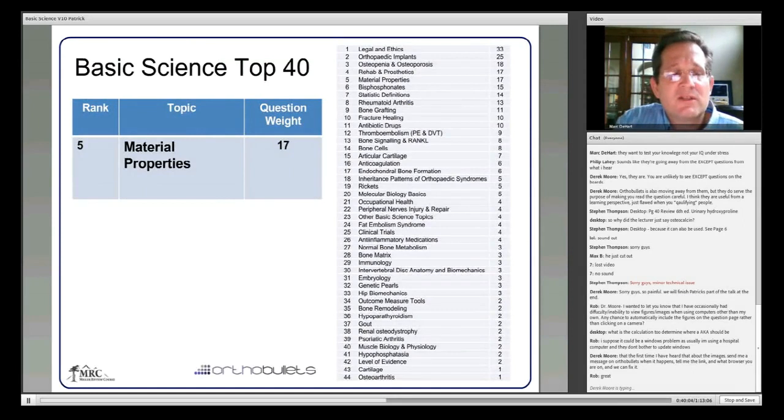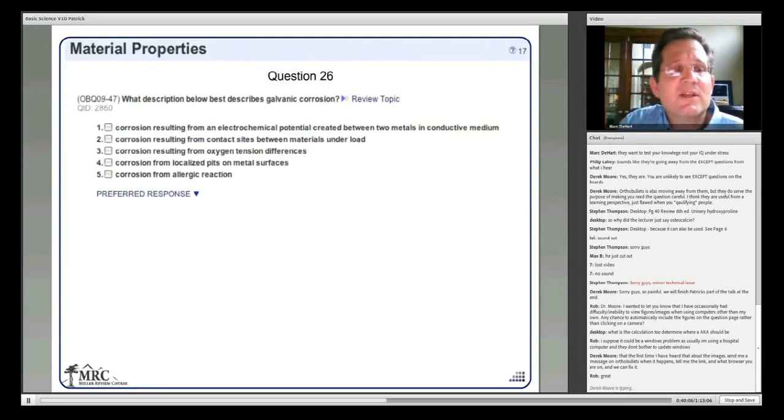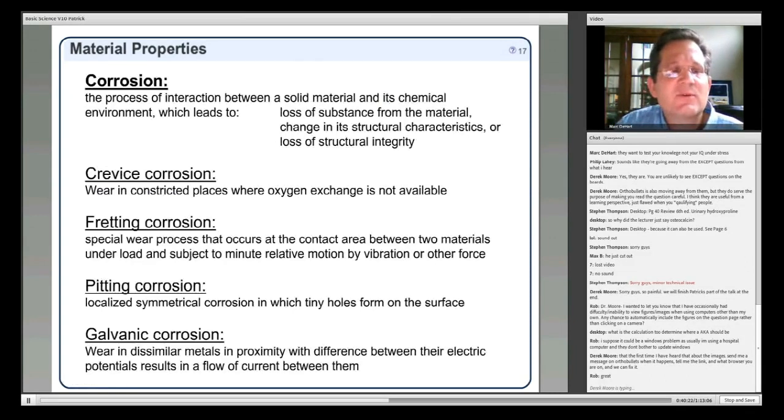As long as we're talking about metal things, we're going to go to material properties for a slide. The question reads, what description below best describes galvanic corrosion? They list a bunch of different kinds of corrosion, and they want you to be able to distinguish between them. Now, corrosion is the process of interaction between a solid material and its chemical environment, which leads to either a loss of substance, a change in its structural characteristics, or a loss of structural integrity.